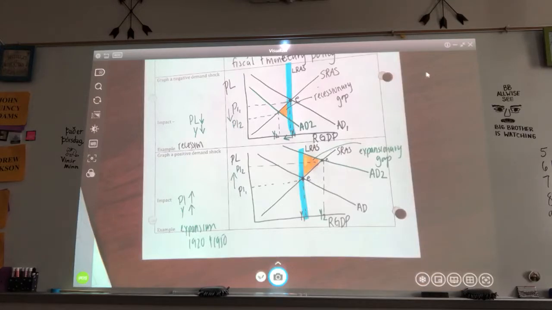You just point to expansionary, yeah. You can't color, because what happens is they scan all of that stuff in. You're only allowed to use pencil. Okay. Can I flip over now? Okay.